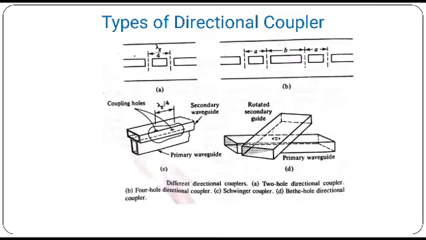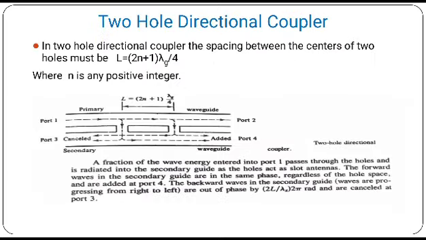So types of directional coupler. There are different types of directional coupler: 2-hole directional coupler, 4-hole directional coupler, Schwinger coupler, and 3-hole directional coupler. So 2-hole directional coupler, spacing L is equal to 2n plus 1 into lambda g by 4. So it has a primary waveguide and a secondary waveguide.